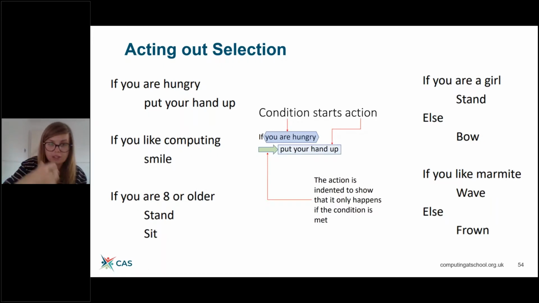So they're starting to understand that if is a command and there's a condition and an action. Okay. And with these ones, again, just put these on the board, get them to act them out. If you're a girl, stand, else bow. So then they're starting to think they've got 2 options. And this is what they're going to use in their code. If they want to make a quiz, they need to go, if the answer is this, then say well done, else say try again. So it's just allowing them to understand it.